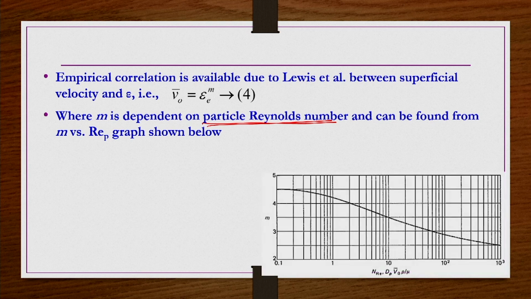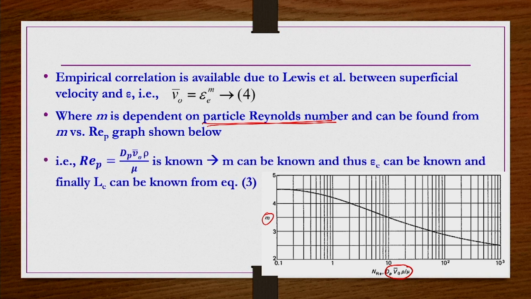So, if you know the Reynolds number, dp V0 bar rho by mu, this is for the particle, because we are not dividing by 1 minus epsilon, right. If you know this, from this graph you can know m. So, once m is known, then you can calculate the required things. Okay.